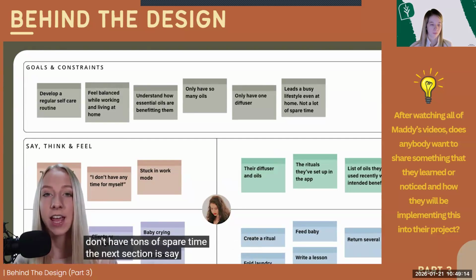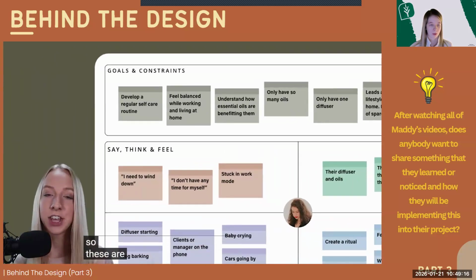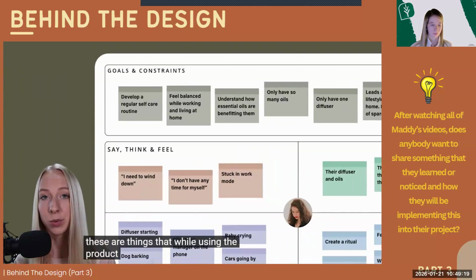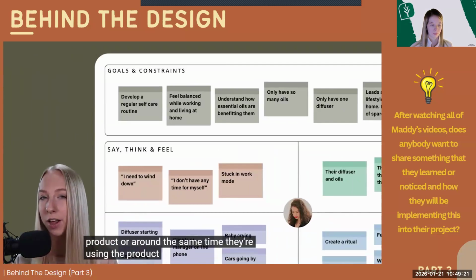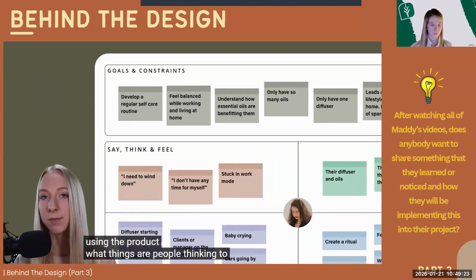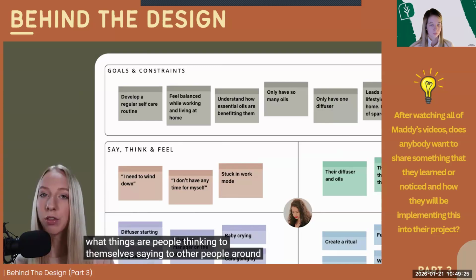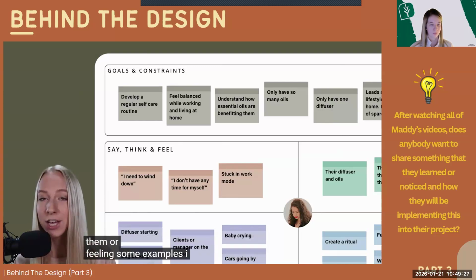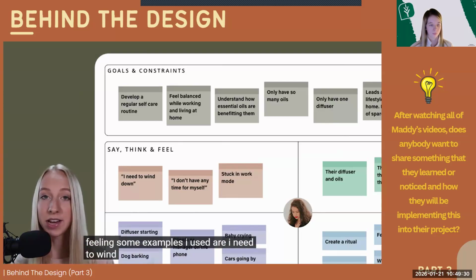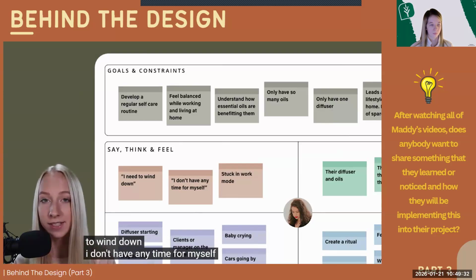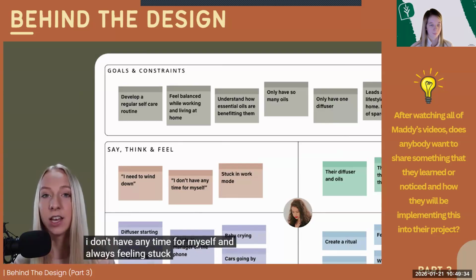Next section is say, think, and feel. So these are things that while using the product or around the same time they're using the product, what things are people thinking to themselves, saying to other people around them, or feeling? Some examples I used are I need to wind down. I don't have any time for myself and always feeling stuck in work mode.